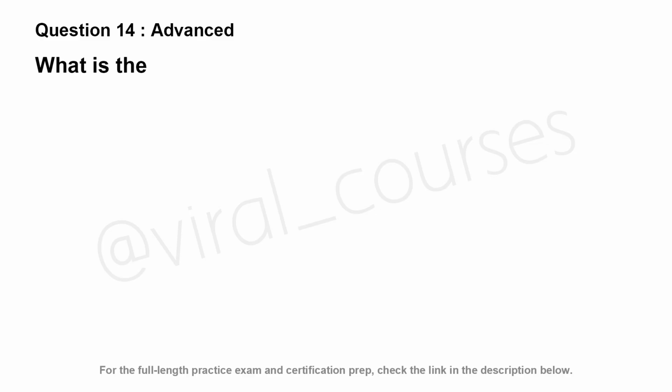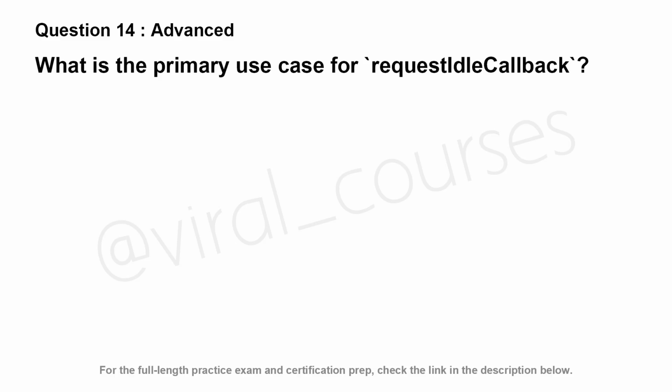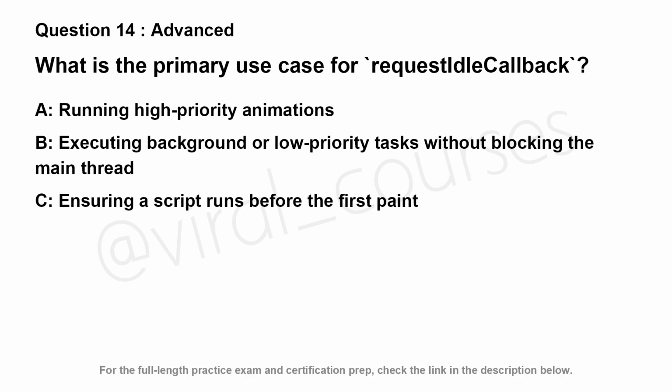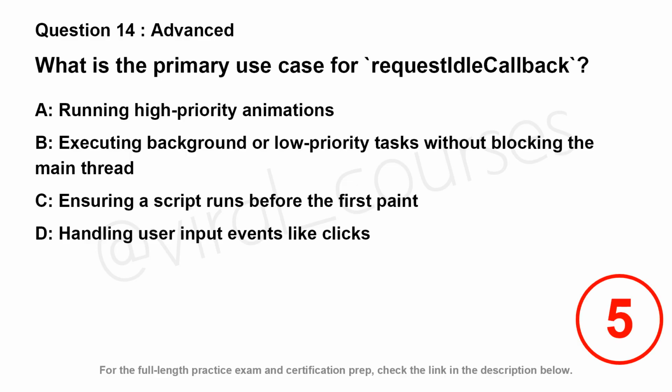What is the primary use case for `requestIdleCallback`? Option A. Running high priority animations. Option B. Executing background or low priority tasks without blocking the main thread. Option C. Ensuring a script runs before the first paint. Option D. Handling user input events like clicks.